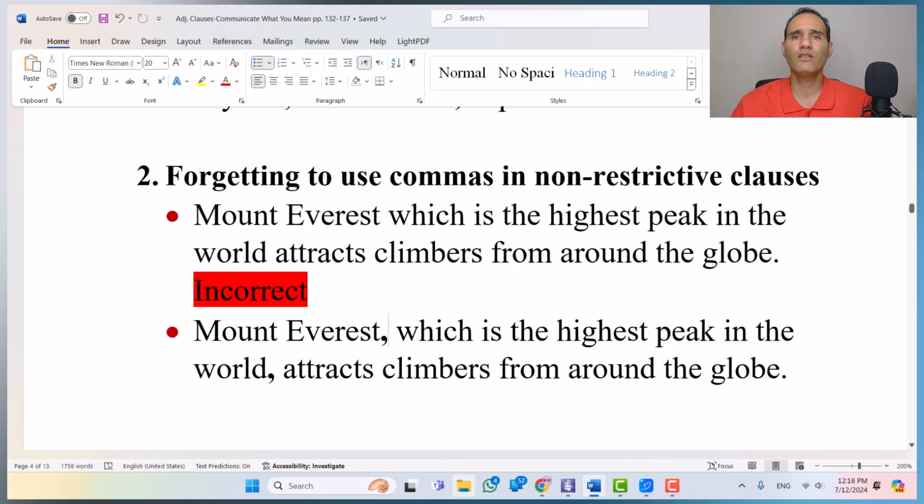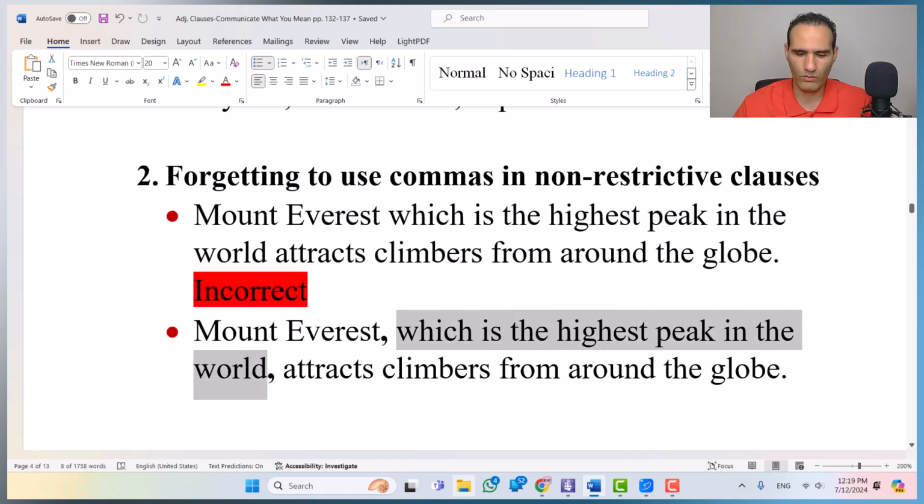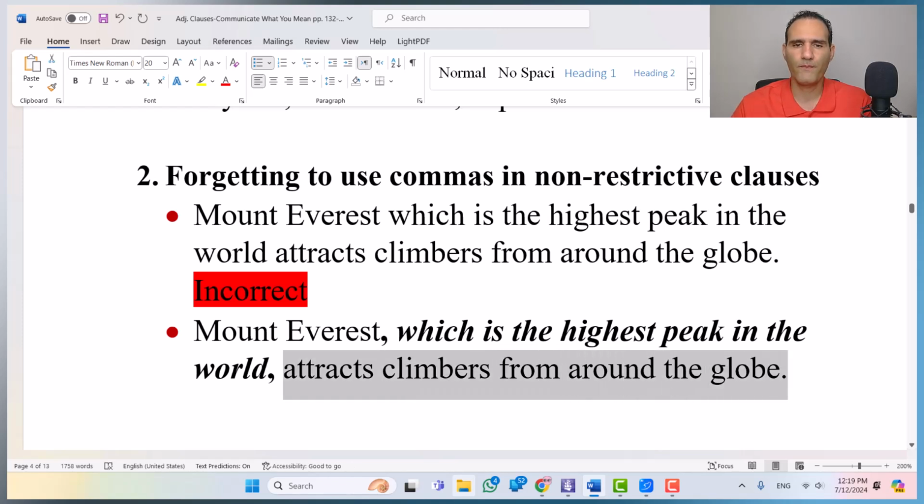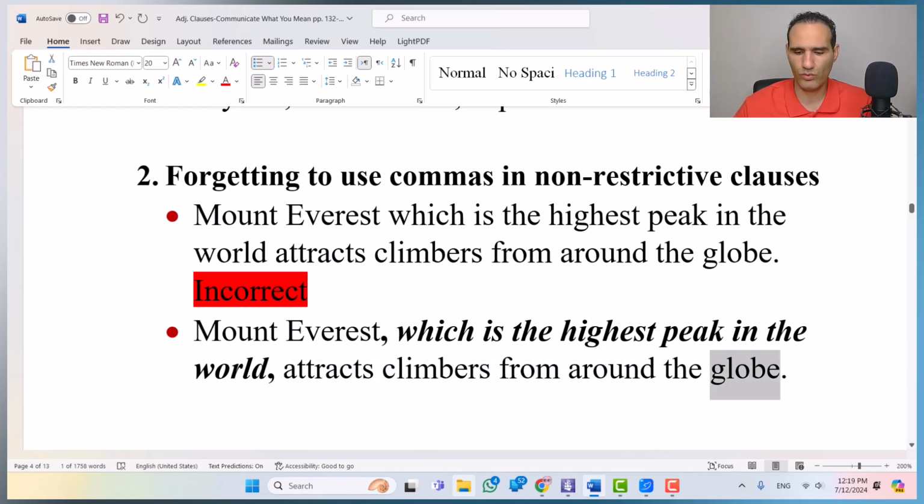So if you're aiming to get a good score on IELTS, TOEFL, or any other standardized test, these points are important. Mount Everest, comma, which is the highest peak in the world, comma, attracts climbers from around the globe. Good synonym for the word globe.